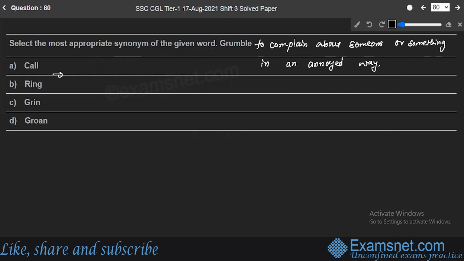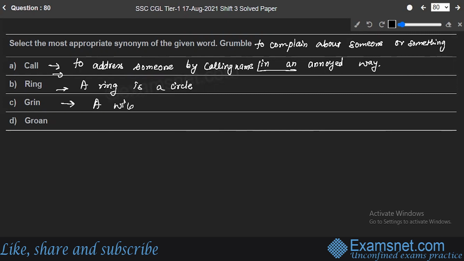Then call means to give someone a particular name, like you're calling someone, to address someone by a particular name, by calling name. Ring means a circle. A ring is a circle, or any group of people sitting in a circular manner. Grin means a wide smile. Groan means to make a deep sound in response to pain.